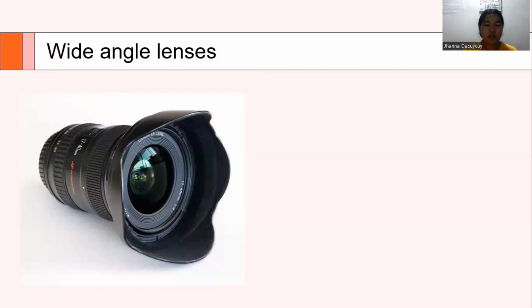So the first category is the wide-angle lenses. It covers a wider area or captures much more of the scene than the normal lenses. It is great for capturing landscapes, architectural buildings, interiors, large groups, or anything that requires more background when taking pictures. This lens is usually sharp, small, and lightweight.